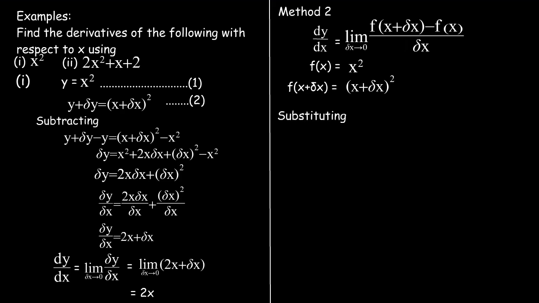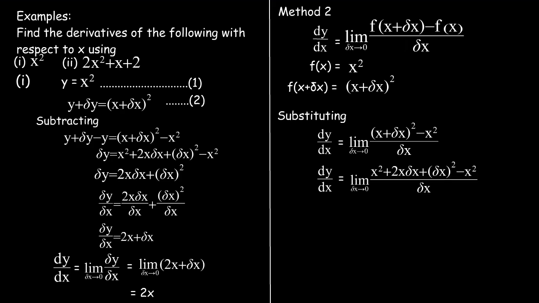Substituting directly into the equation, dy over ds will be the limiting value of (s plus delta s) in brackets squared minus s squared, divided by delta s. Simplifying by expanding the bracket, it becomes the limiting value of s squared plus 2s delta s plus delta s squared minus s squared, divided by delta s. Simplifying the numerator, s squared will cancel out minus s squared. We are left with dy over ds equals the limiting value of 2s delta s plus delta s squared divided by delta s, as delta s tends to 0.